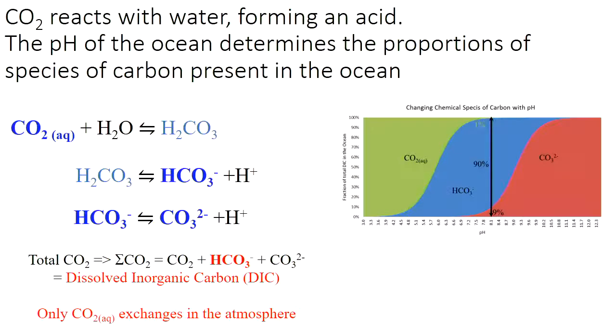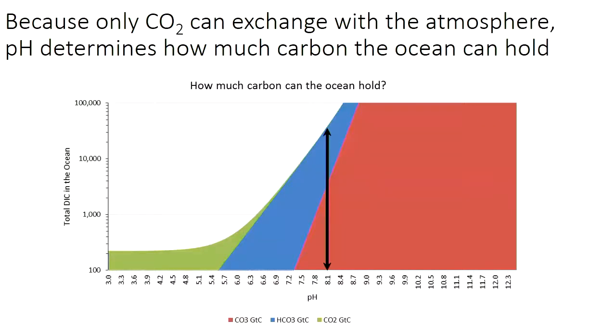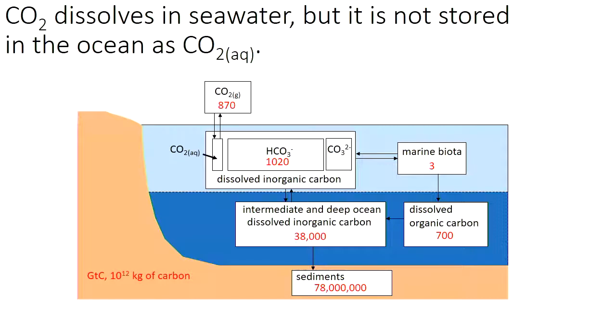So as it turns out, the relative proportions of CO2, bicarbonate ion and carbonate ion are dependent on the pH. If we've got very low pH, almost all of the carbon is in the CO2 form. If you've got very high pH, the carbon is in the carbonate ion form. Now this is really important for the climate because only the CO2 form can exchange with the atmosphere. These other forms of carbon can't get up into the atmosphere.